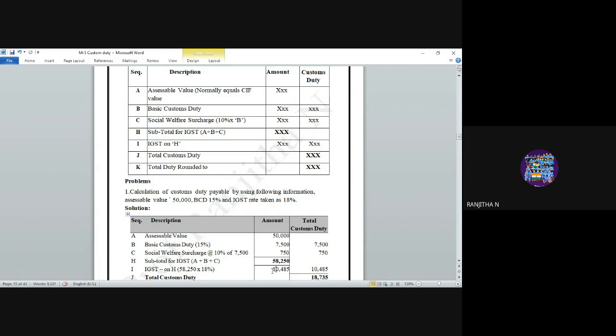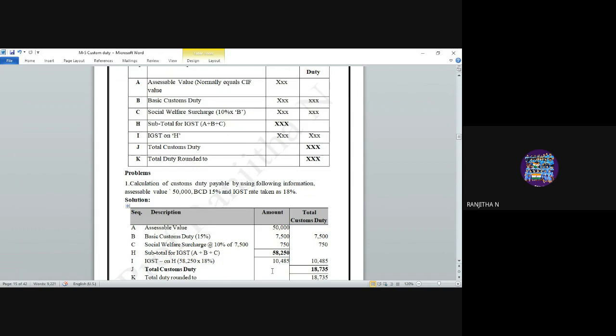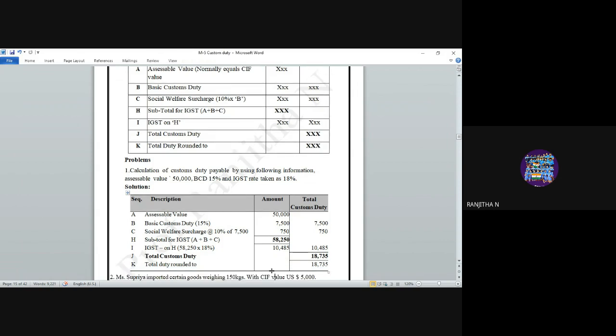7,500, 750, 10,485. What is the total? The total value is 18,735. And students, after this, we need to round off the answer.